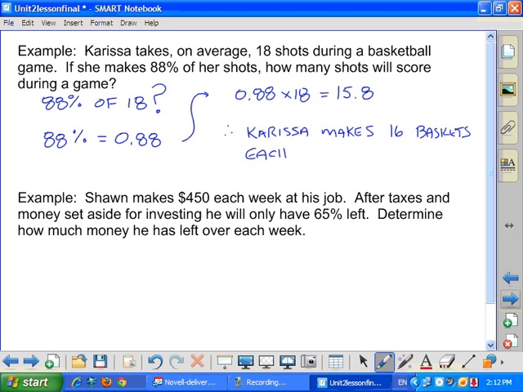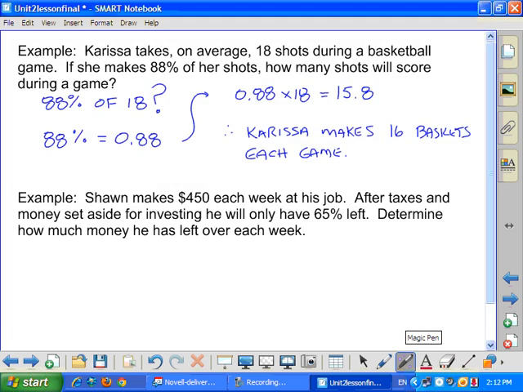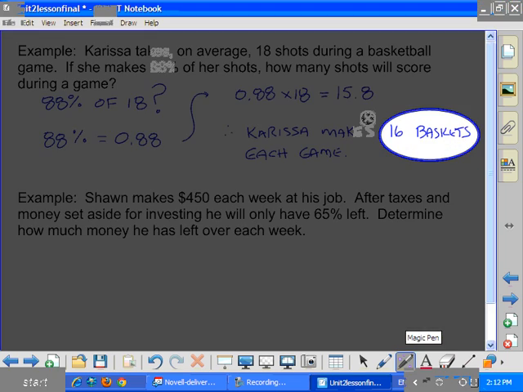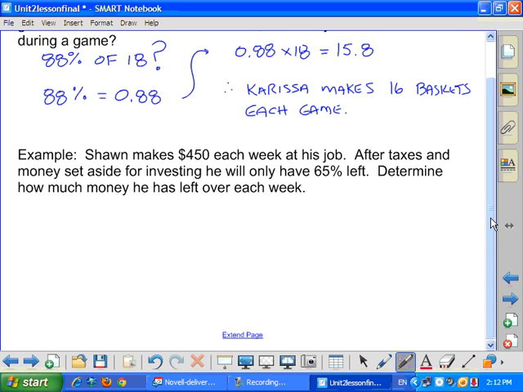It's okay to leave the decimal when you do the calculation. You don't have to round there, but when you report the answer in the therefore statement, it's got to make sense. If we were talking about a distance, it's all right to have a decimal, but it's not all right to have 0.8 of a basket.